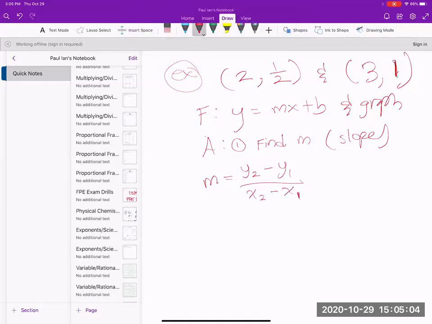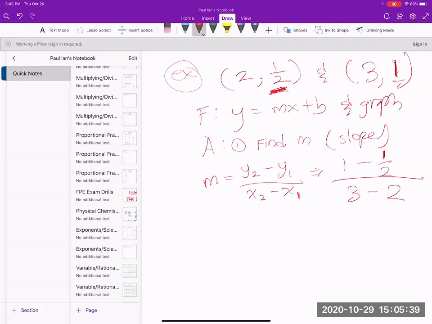Okay, good. And so what is your y2 here? 1. Okay, and what is your y1? 1/2. So you can have negative slopes, you don't have to have positive slopes. What is your x2? 3. And then what is your x1? 2.